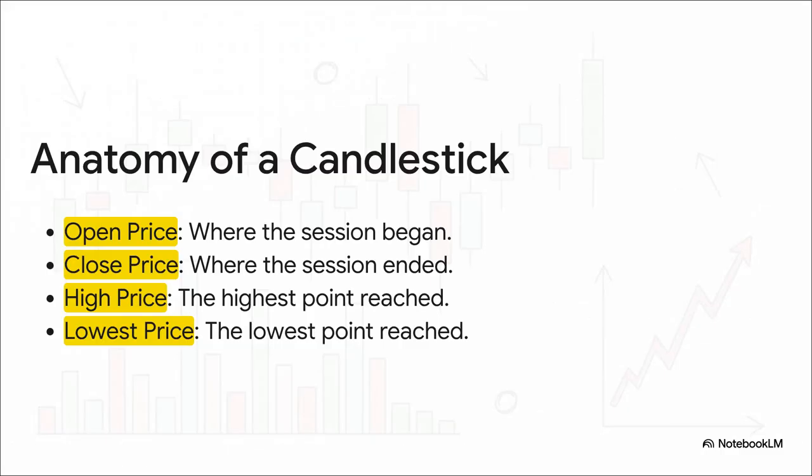So what are they? You have the open, which is where the session started, and the close, where it ended. The thick part, called the body, shows you the difference between those two. And those thin lines, the wicks, show you the absolute highest and lowest prices hit during the session. It's an entire day's worth of action, all summarized in one simple shape.